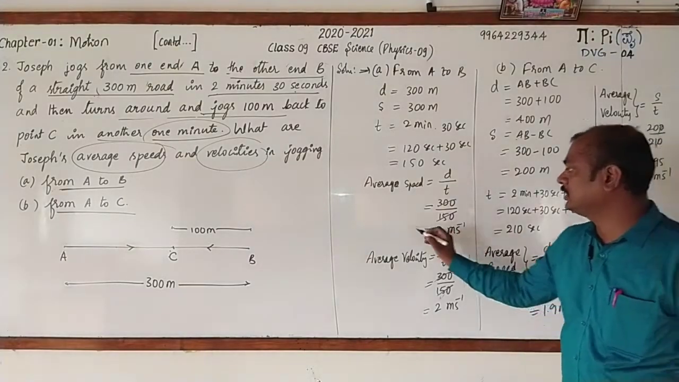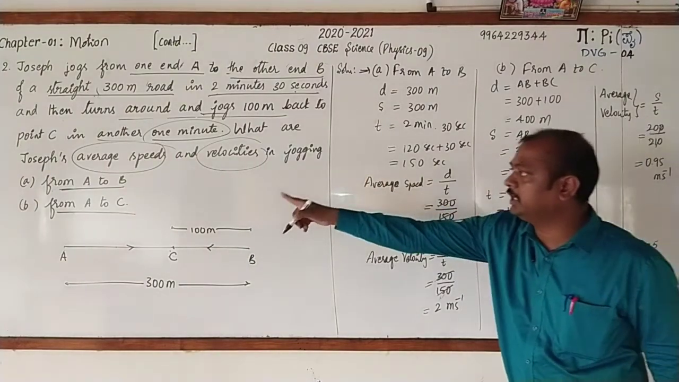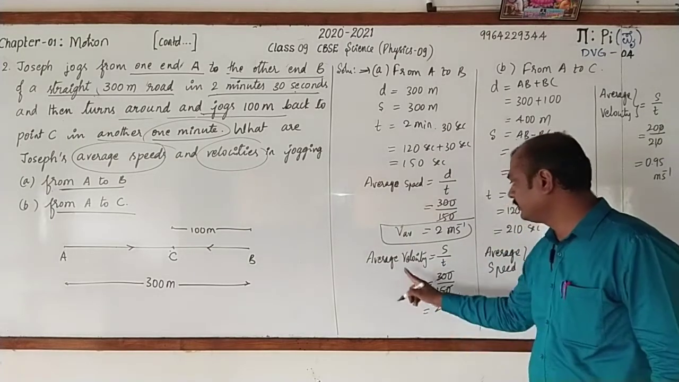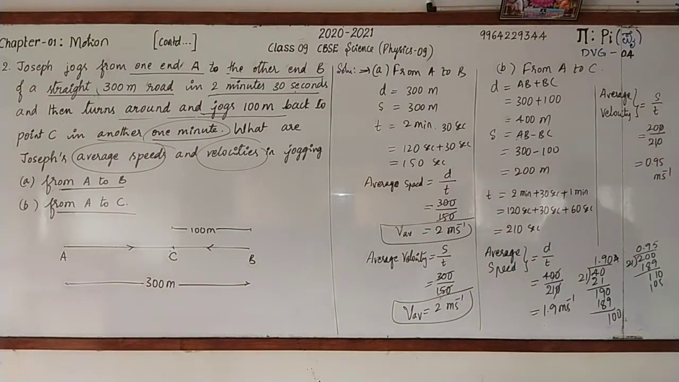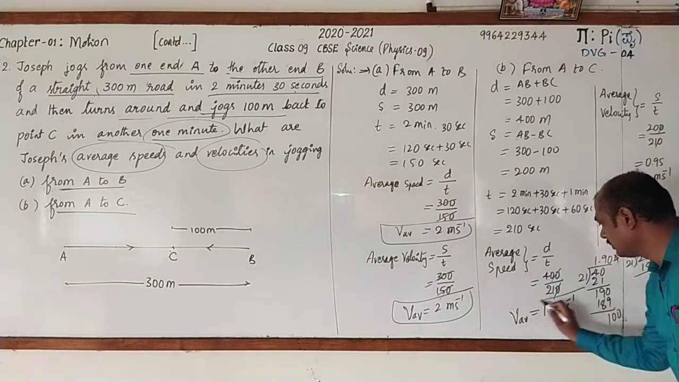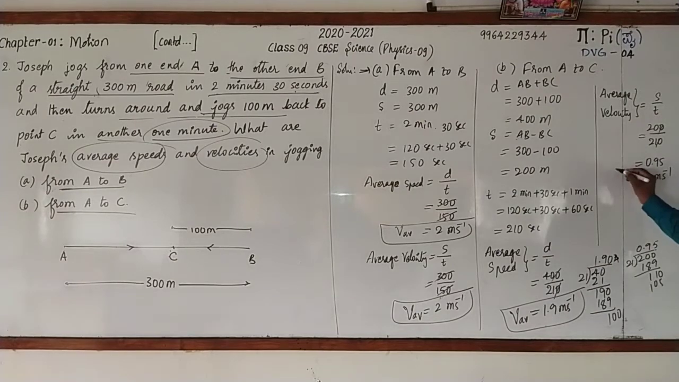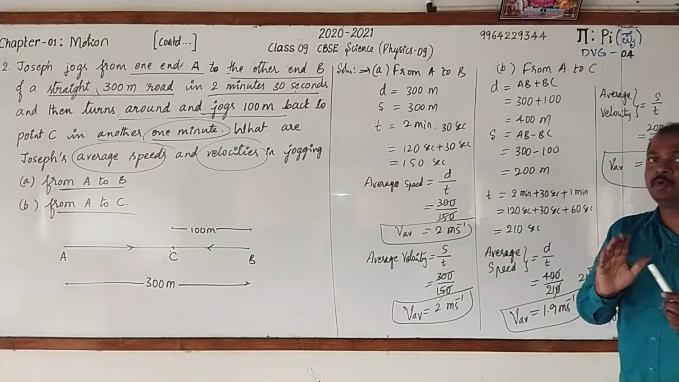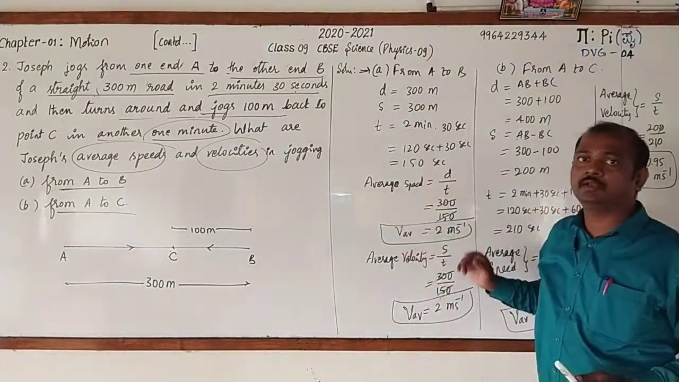So we can write the conclusion. Observe. Average speed of Joseph from A to B is 2 meter per second. Average velocity of Joseph from again A to B is 2 meter per second. Then average speed of Joseph from A to C is 1.9 meter per second. Again, average velocity from A to C is 0.95 meter per second. I hope that you have understood. Now please pause the video and copy from there to here quickly.